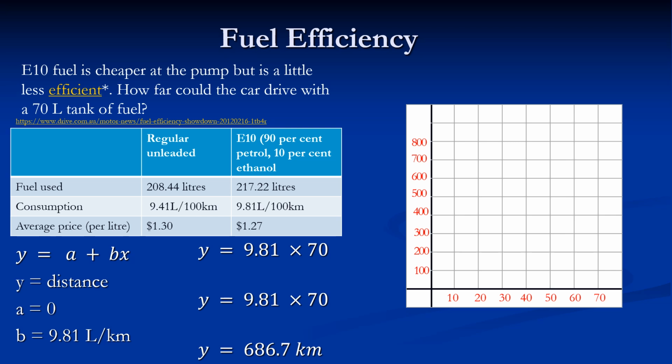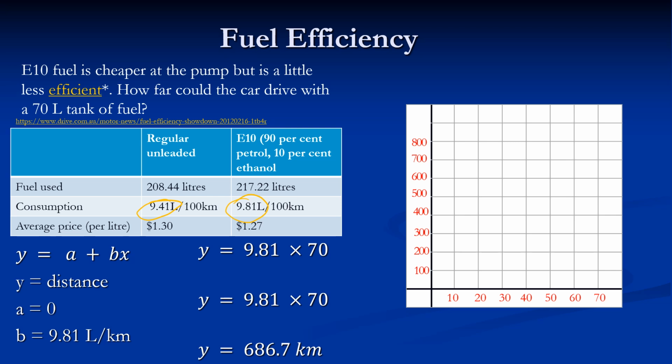Now we can also use linear equations or linear graphs to represent real life situations. So for example, if we're looking at fuel efficiency, I'm particularly interested in the amount of money it takes for me to fill my petrol tank. So I was researching the efficiency of E10 fuel as opposed to normal unleaded. So I was reading this article about 3 Camrys, and their 70-litre tank came out at an economy rate of 9.81 litres per 100 kilometres for E10.